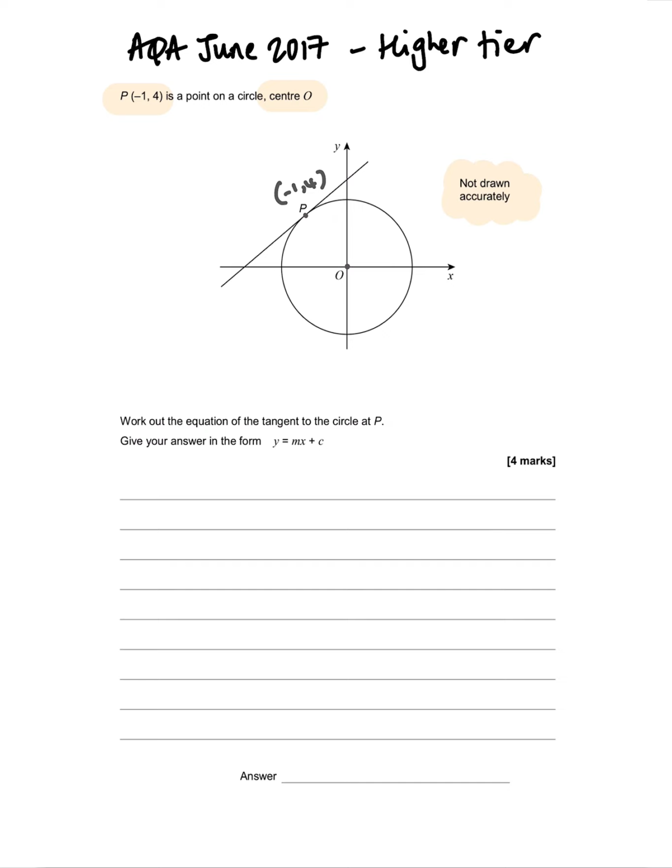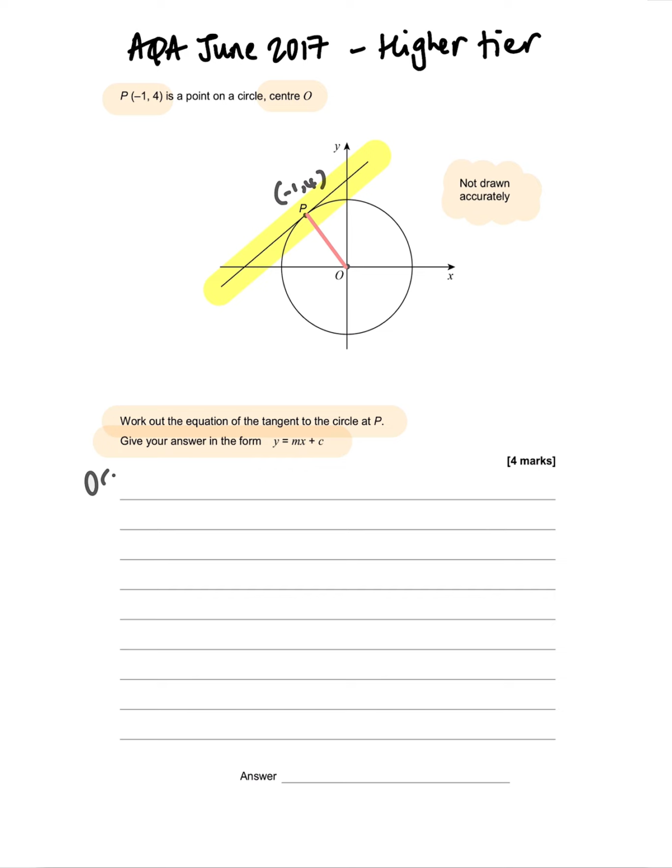So it asks us to work out the equation of the tangent to the circle at P. So the equation of this straight line here, and they want us to give our answer in the form y equals mx plus c. Okay, so when we're working with tangents to a circle, we also need to work with the gradient of the radius of the circle. If I change my colour slightly, we're going to work with this radius there, from the centre of the circle to P. So centre to the circumference is a radius, so we're going to find the gradient of the radius to start off with.